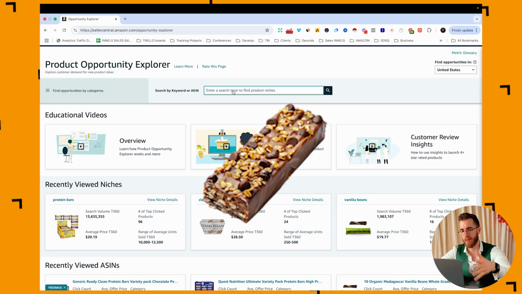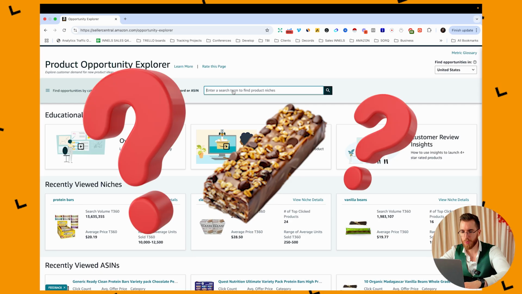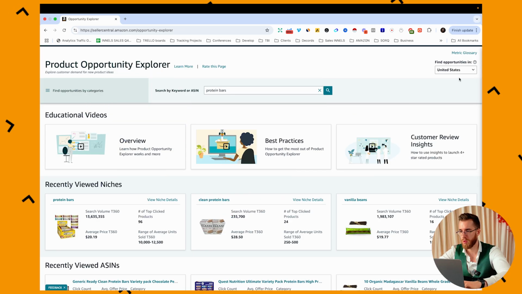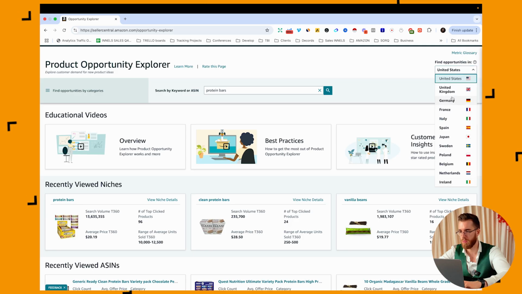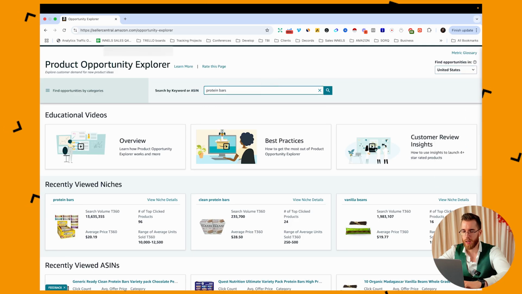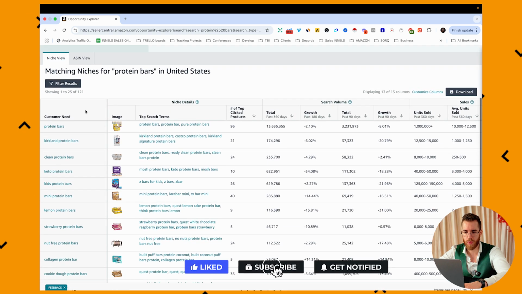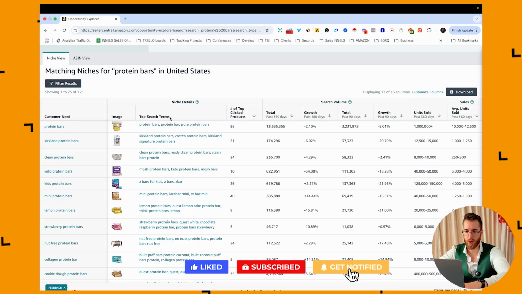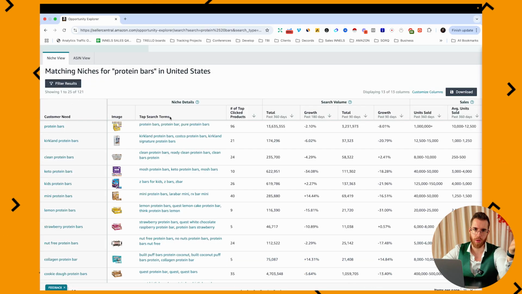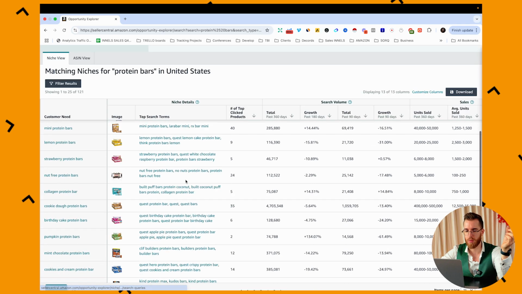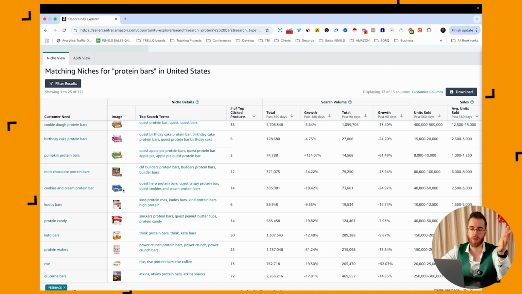First option, I'm about to launch protein bars. What you do here is search for the product, and ensure that you pick the market you're interested in. You can see there are different options: US, UK, and Europe. Then you press search. You will see different customer needs and top search terms. So you can see not just one main keyword like protein bars, but a lot of different ones that people search for, branded ones, more specific ones like clean, natural protein bars. You take a look here and choose the ones that are most relevant for you.